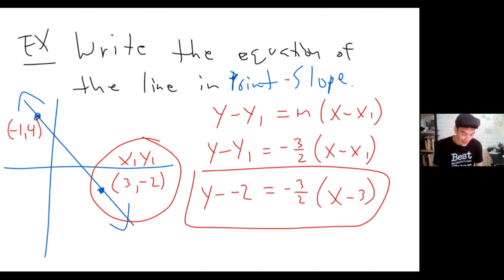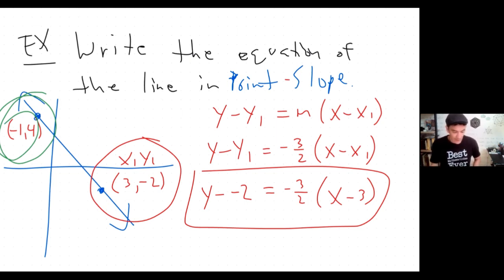Hey, what if the person next to you had used the other point instead? Their answer would have looked different, but I would have accepted both answers because they're both correct. And if you graph them both on Desmos, you would only see one graph because they overlap, because it's the same line.